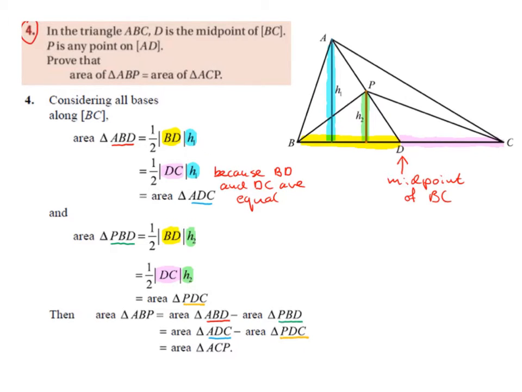And ADC can be seen here, ADC. And PDC can be seen here, PDC, leaving us with APC, which is what we have down here, ACP or APC. So we have proven that the area of ABP is equal to the area of ACP. And that's what we were asked to prove.